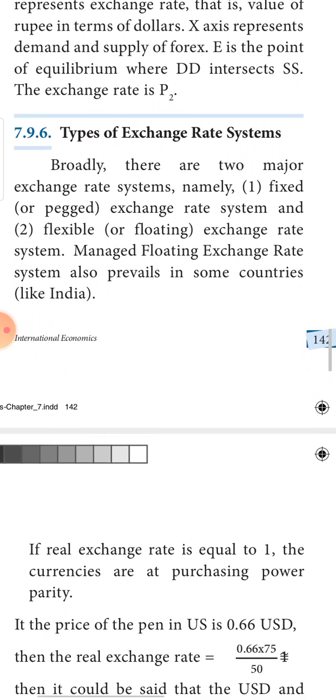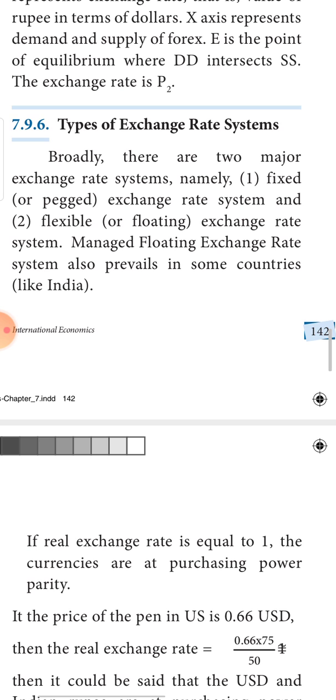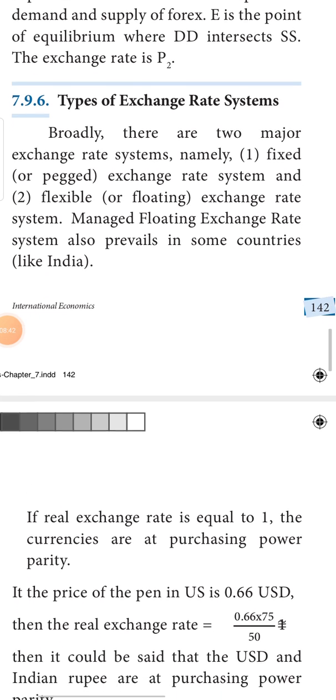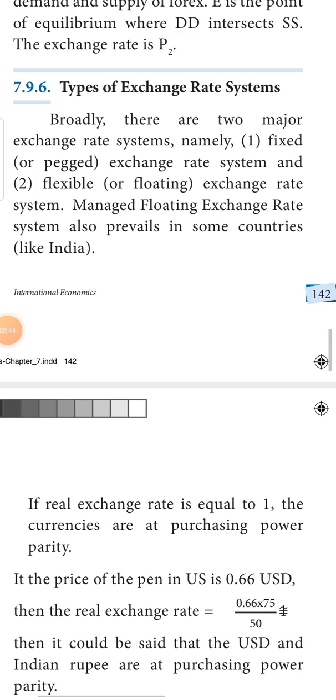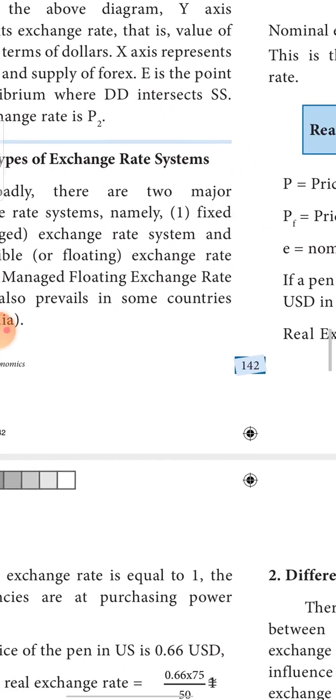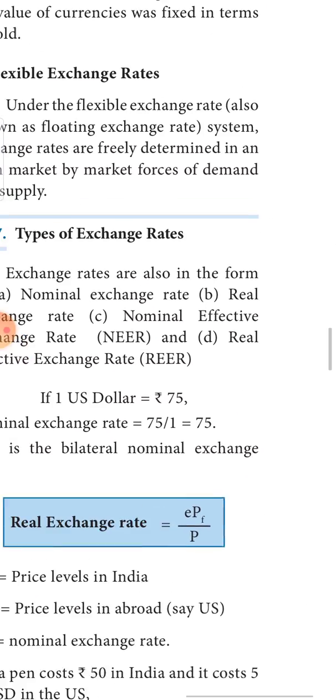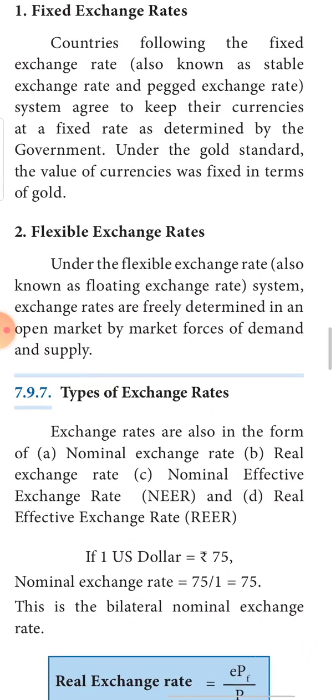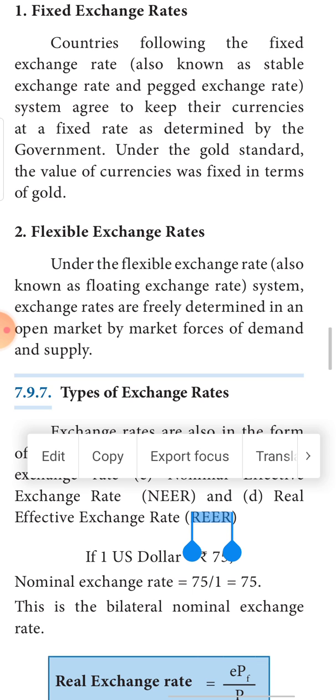Next is types of exchange rate. When we learn the types of exchange rate, broadly you can categorize them into two types. One is fixed exchange rate, the other is floating exchange rate. Fixed exchange rate, first let us learn what is fixed exchange rate. See here, the value of the currency of a particular country will be fixed by the government of that country for a period of time.